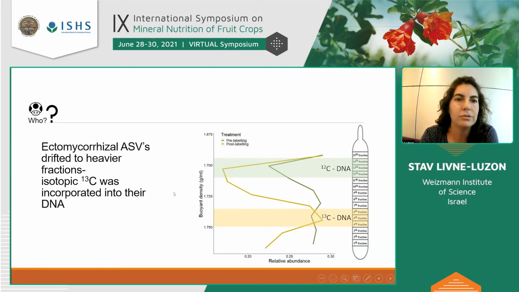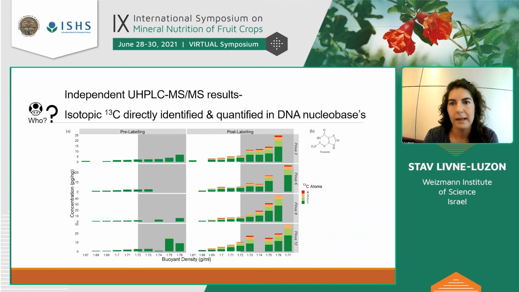And what we saw is that out of the many different sequenced species that we got, these are the ASVs, the amplicon sequence variants, the ones that were actually drifting to the heavier fractions and incorporating C13 into their DNA, most of them were ectomycorrhizal species. But a species can also drift to the heavier fraction if it has a lot of GC in its DNA. So we wanted a more accurate approach to make sure that these species have actually incorporated the C13 into their DNA, and we wanted to quantify the amount of C13 in their atoms.